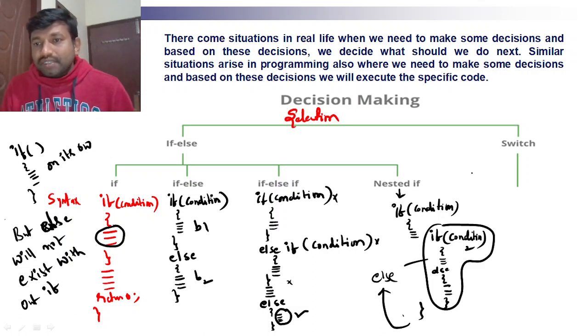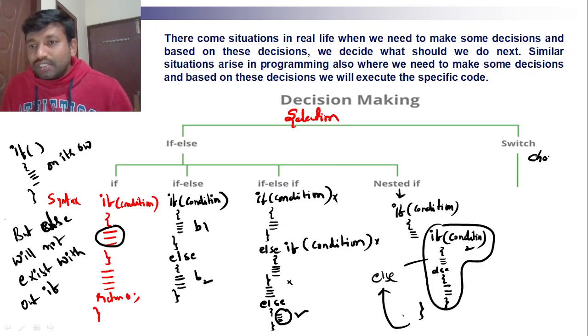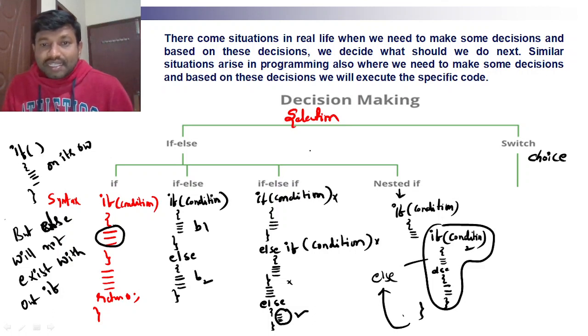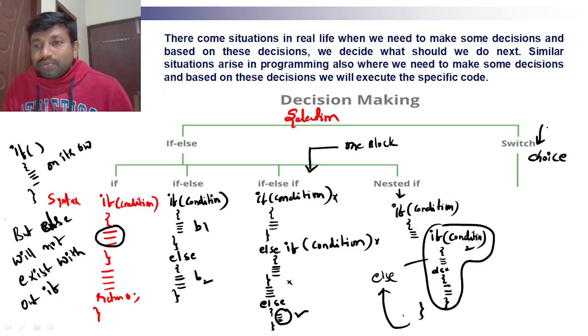Okay, fine. So what about the switch? I said it is choice based execution. When you have multiple blocks of statements, you want to execute only one block of statements, and that too based on the choice, not based on a test condition. In else if, among the multiple blocks you execute one block based on a test condition. But here you are going to execute based on the user choice. You are not going to test any condition.